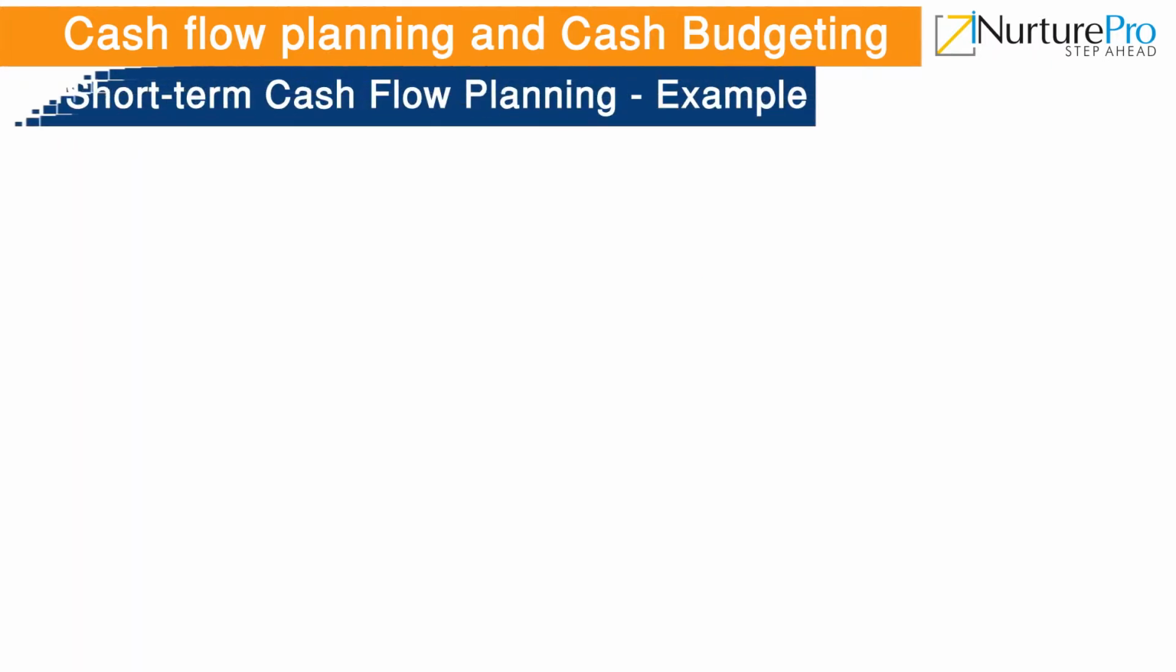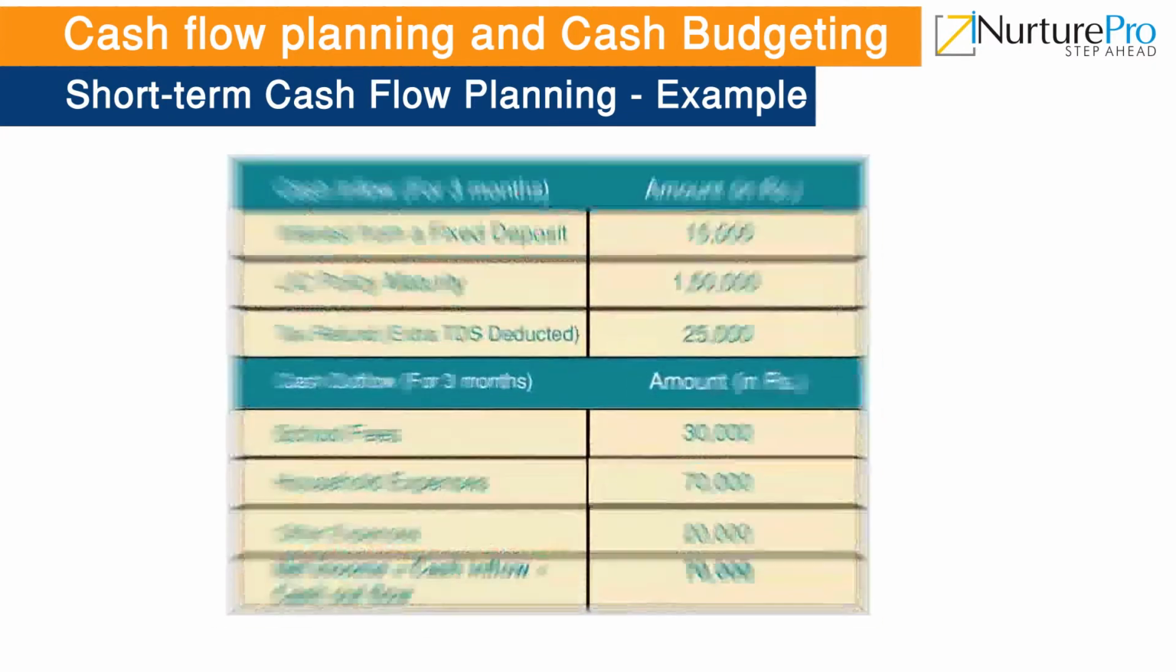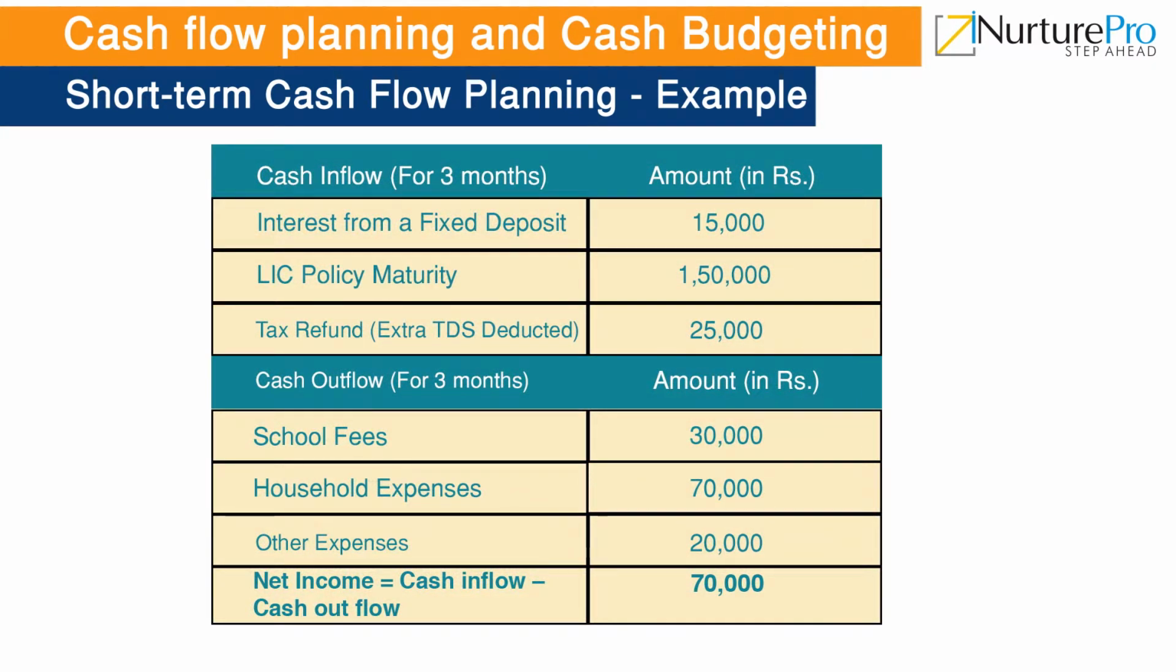Let's understand the data present in the table. This table shows short-term cash flow planning for 3 months. From the data, it is clear that cash outflow is dynamic, whereas cash inflow is static. There are certain components in cash outflow that can be controlled or regulated. For example, the household expenses can be controlled by decreasing unnecessary expenses. However, school fee is mandatory. Thus, the judicious use of the cash flow provides a good tool for managing funds.